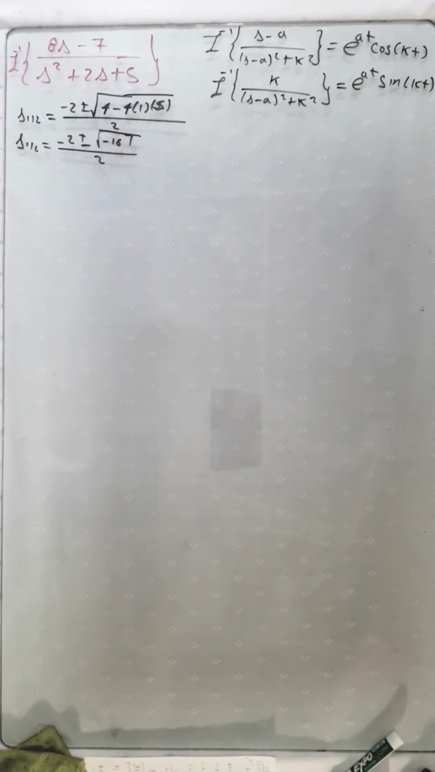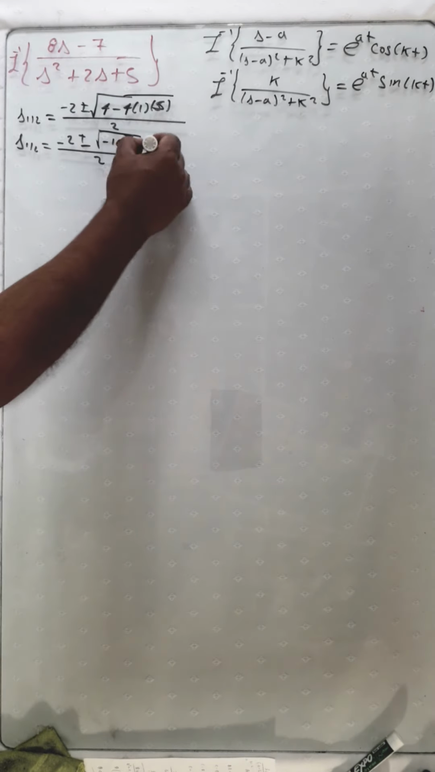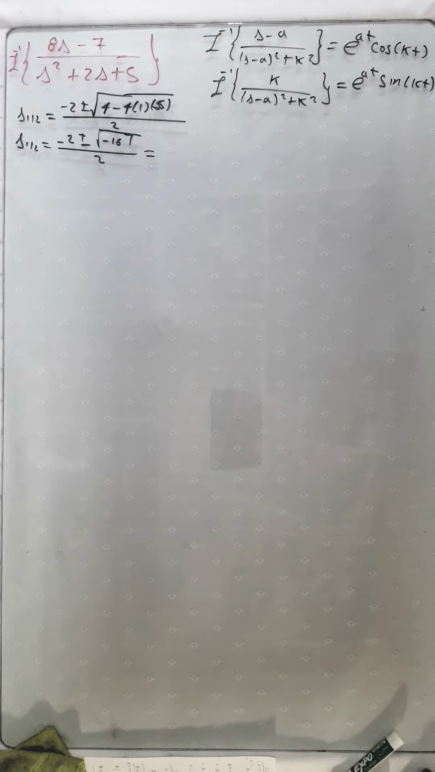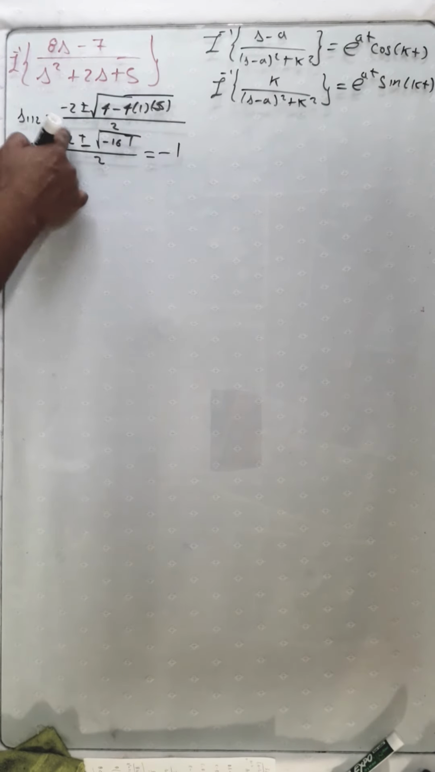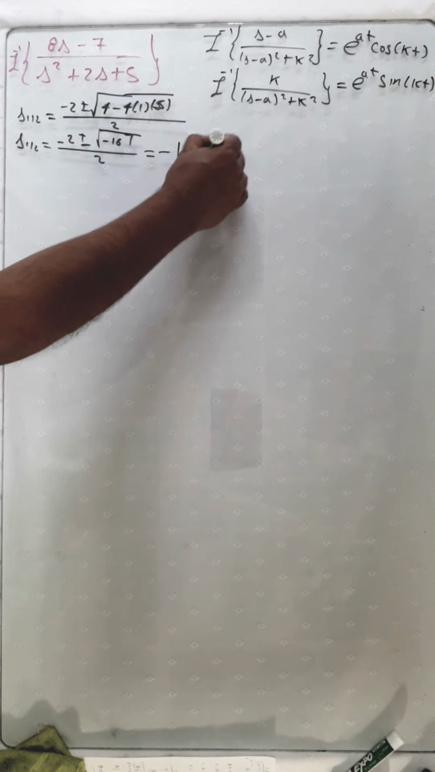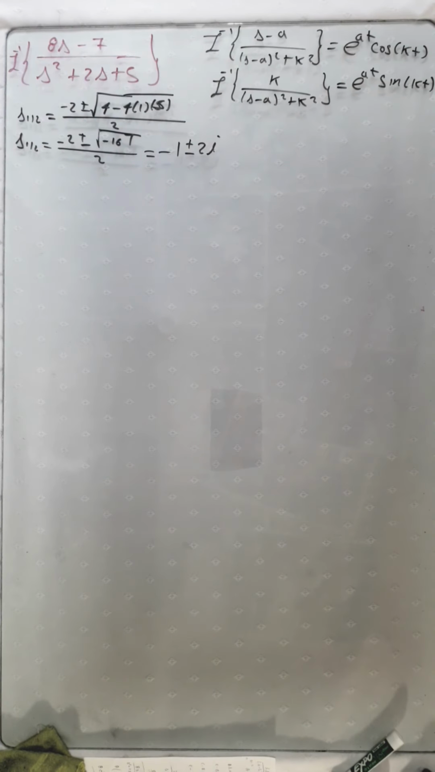And here I can see it is not real because it is the square root of a negative number. So the square root of 16 is 4. 4 divided by 2 is going to be 2. So it's going to be minus 1 from here and then plus minus 2i. So those are the roots. They are not real, therefore we cannot do partial fractions.